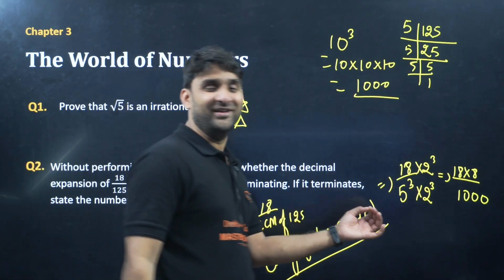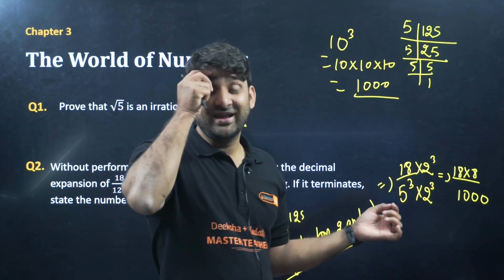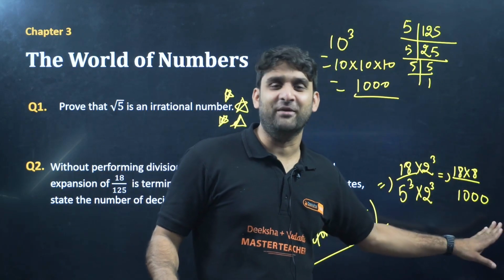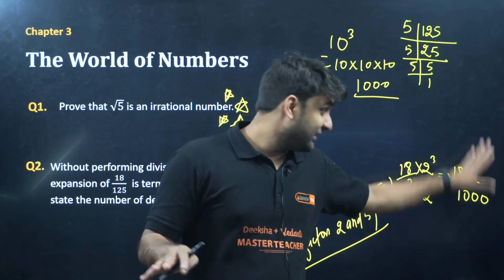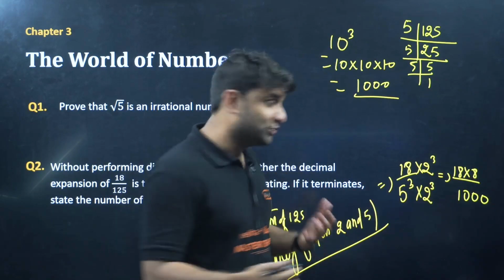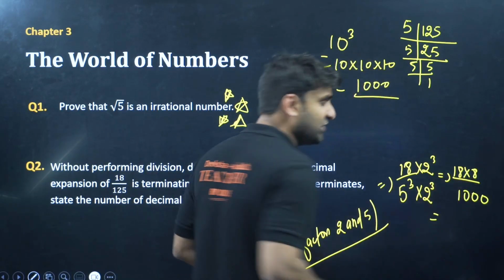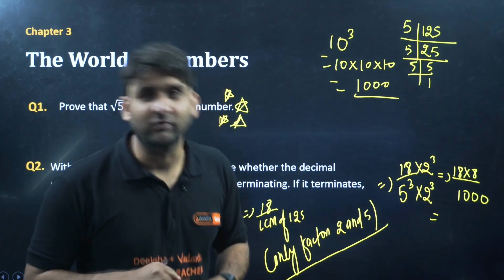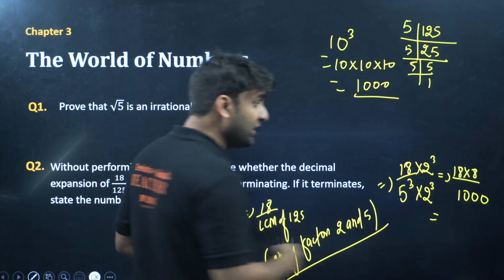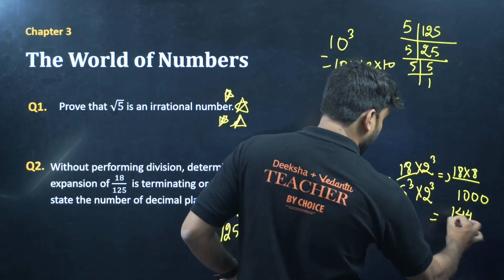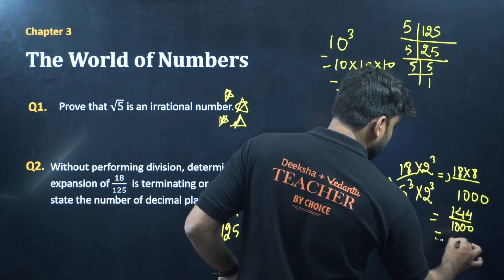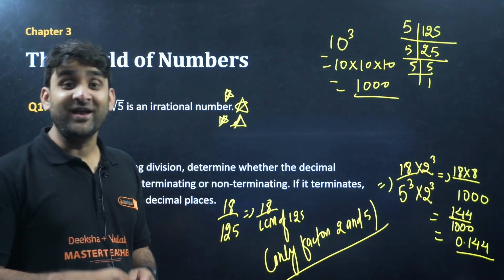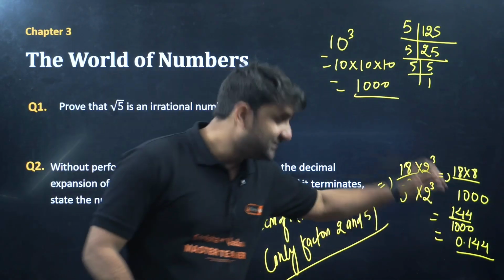My dear champion, if in the denominator you have 10, 100, 1000, whatever such kind of number, it implies that we can write the given fraction as a decimal. So the answer will be what? 18 times 8 is 144. 144 divided by 1000. So the decimal will be, oh wow, 0.144, and this is terminating.